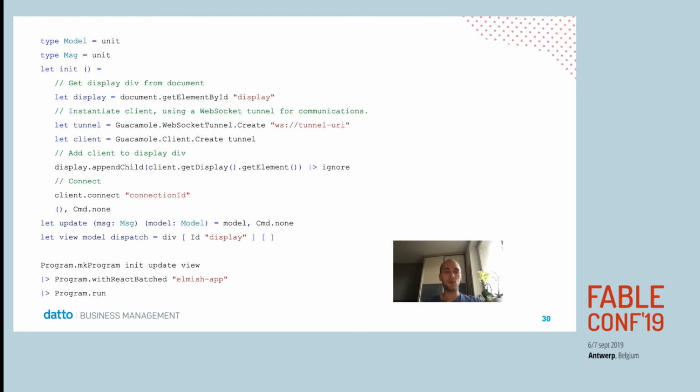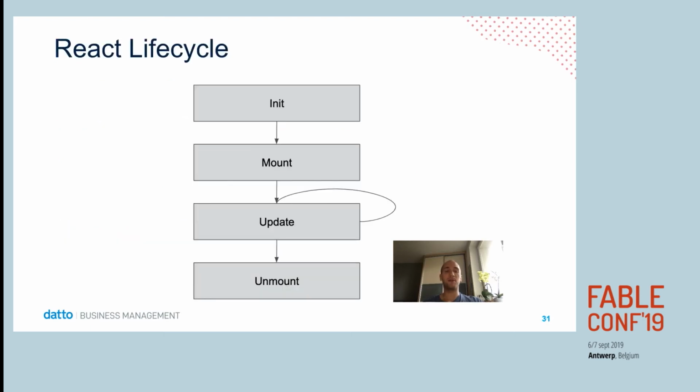But there's an issue with this code, and it will throw at runtime. It appears that when we reach this line of code, the display element is null. So there's no display element at this point when we reach this line of code. And basically, if we really simplify how React works, there's a lifecycle for React, and the important thing is that until we reach the mount state in the React lifecycle, the corresponding element is not there in the HTML DOM.